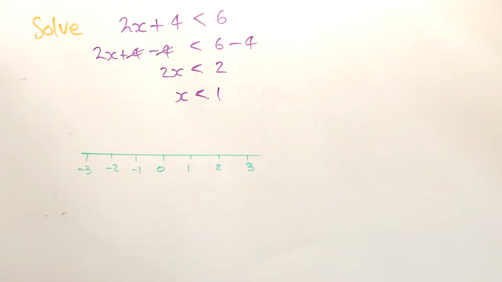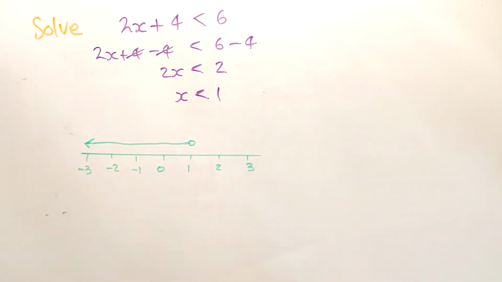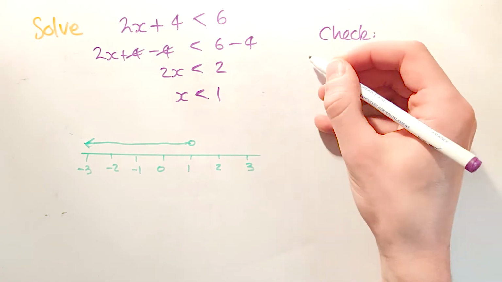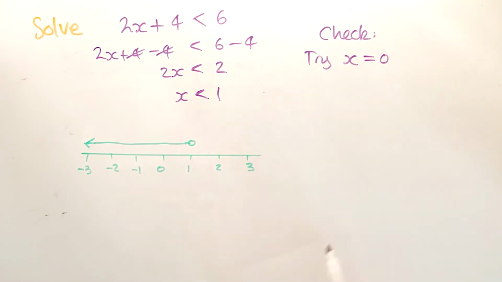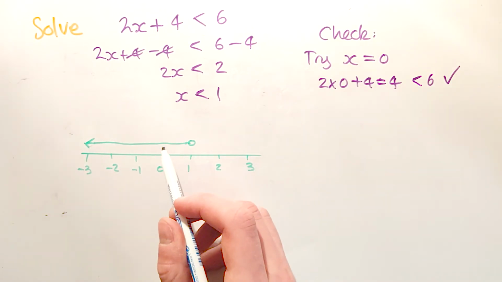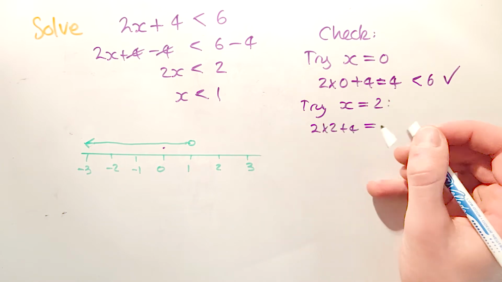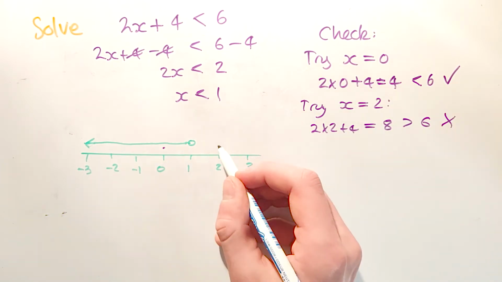Once we've solved it, we can plot it on a number line, and then let's check our solution by substituting in some values. I'll substitute in x equals 0 and x equals 2 into the original equation, and we can see that 0 is inside the inequality, but 2 is not, as we'd expect. It's always worth checking your answers, just to make sure you've got the inequality symbol pointing the right way.